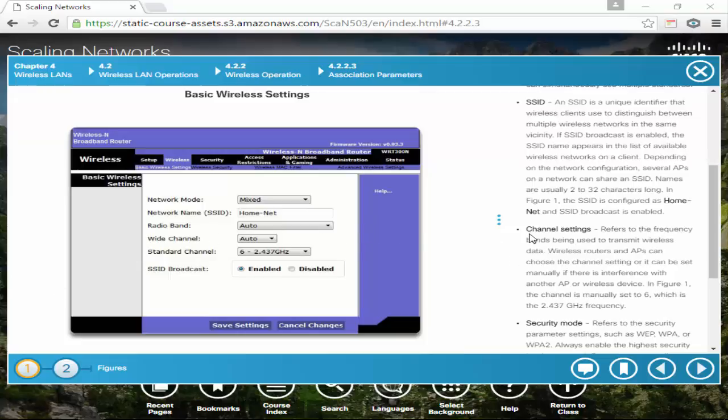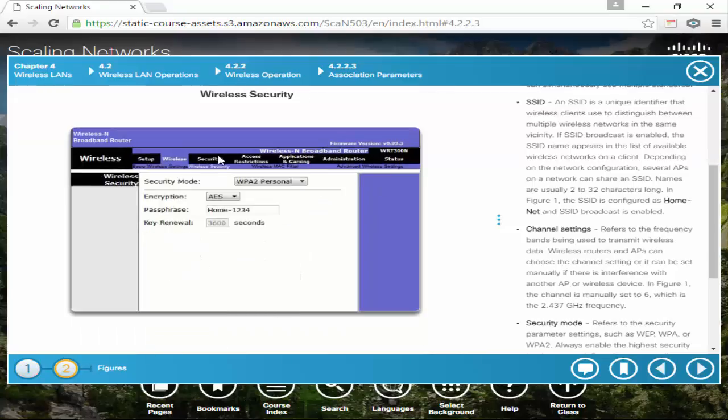So this refers to the frequency that's being transmitted for wireless data. Wireless routers and APs can choose a channel setting manually, or automatically if there's interference with another AP. In figure 1, the channel is manually set to 6, which is 2.437. I don't think, on this basic CCNA, it's going to ask you this, but you are going to need to know how far to space channels, and we're going to go over that on the 2.4 here in a second. What do we have here?